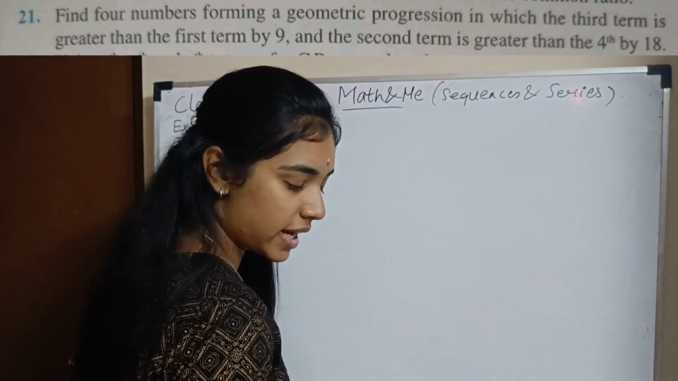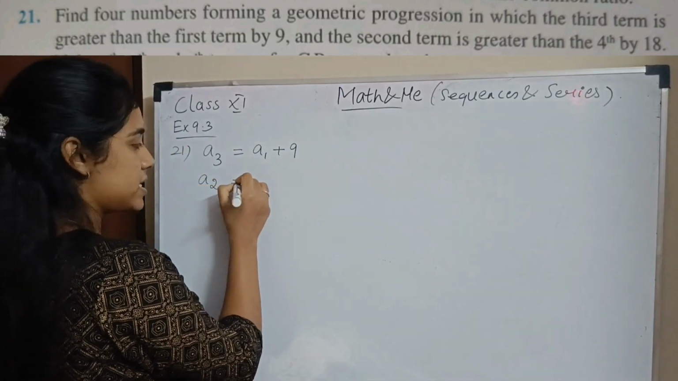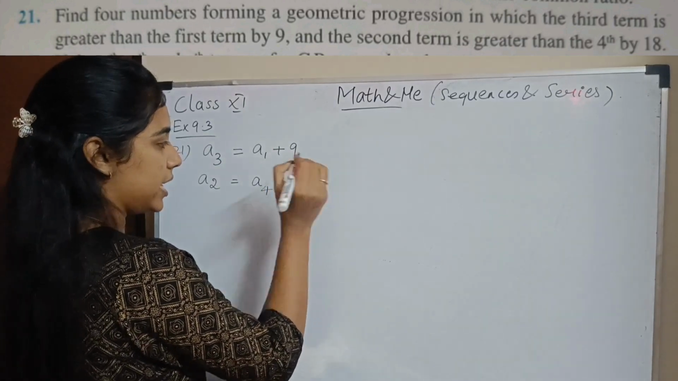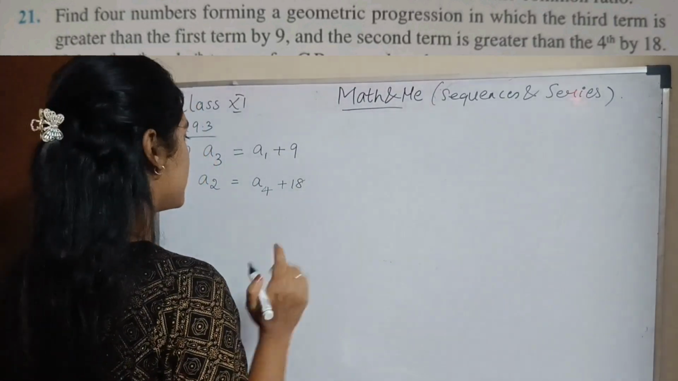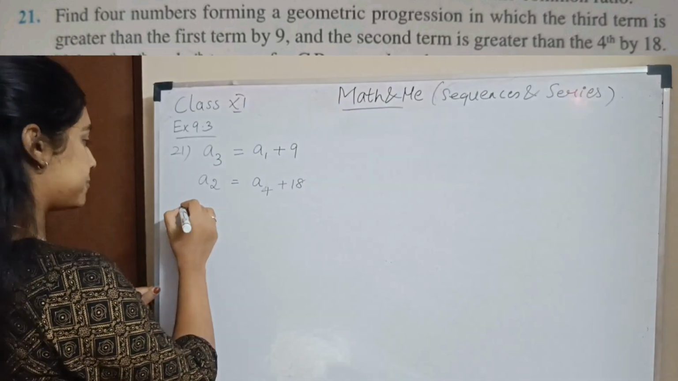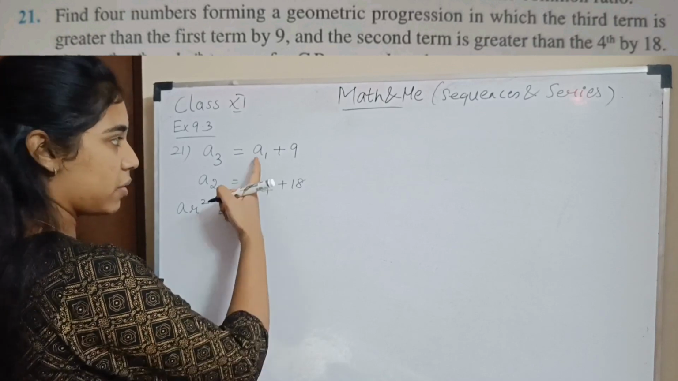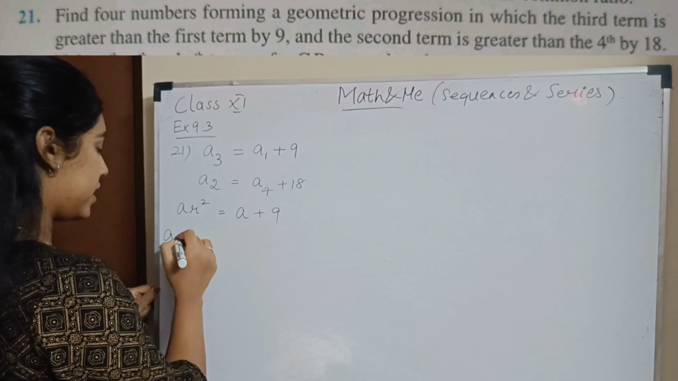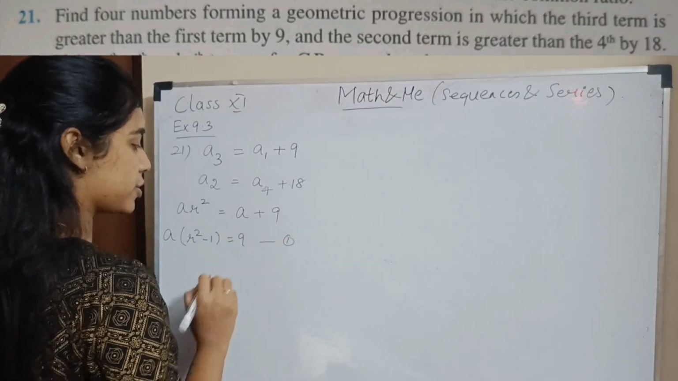What is the other equation? The second term is greater than the fourth term by 18. This is another equation. You need to find the first four numbers, you need to find the GP. So, A3 equals A1 plus 9. You can write it as aR square equals a plus 9. Taking a common, I have a(R square minus 1) equals 9. Let this be equation number 1.